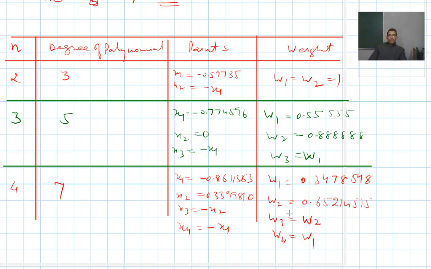So you can also try the same problem by taking a larger value of n, and these are the points and the weights which we will use in the Gaussian quadrature formula, right? So that's all for today's lecture, and in the next lecture I will talk about Romberg integration. That is also a very interesting topic, right?